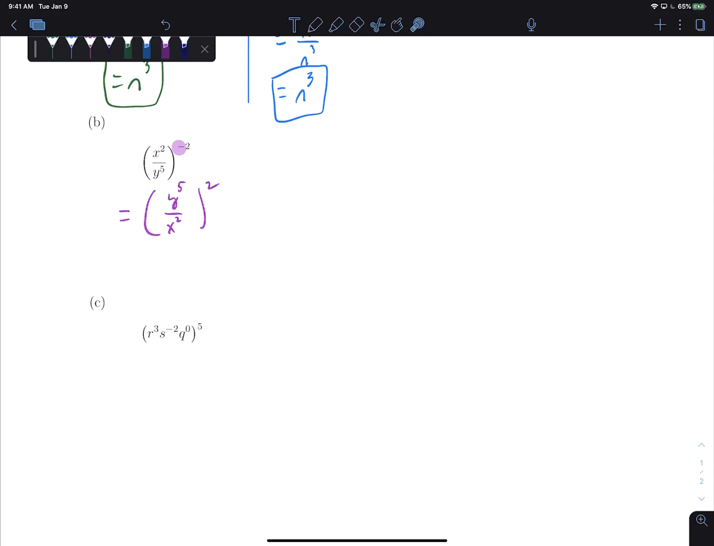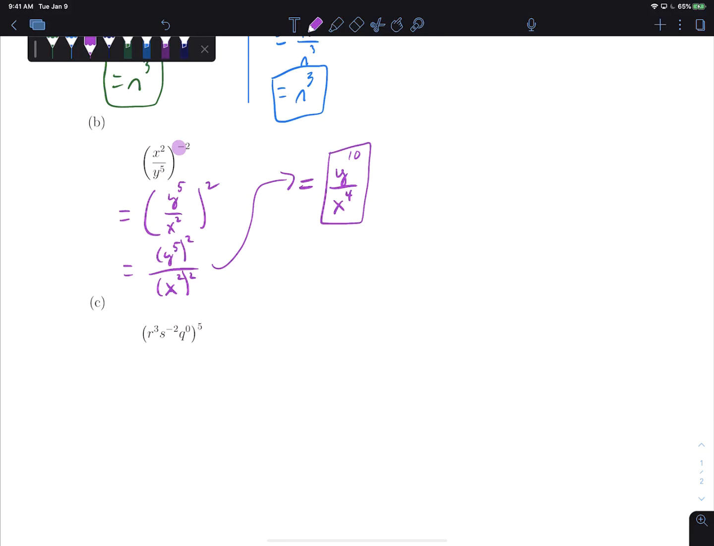And at that point, notice that in this parentheses, we have a single term, which means this 2 will distribute as an exponent to everything in here. And that's going to give us y to the fifth squared over x squared squared. And so we are just going to multiply the exponents. 5 times 2 is 10 over x to the 2 times 2, which is 4. And this is going to give us y to the 10th power over x to the 4th power.